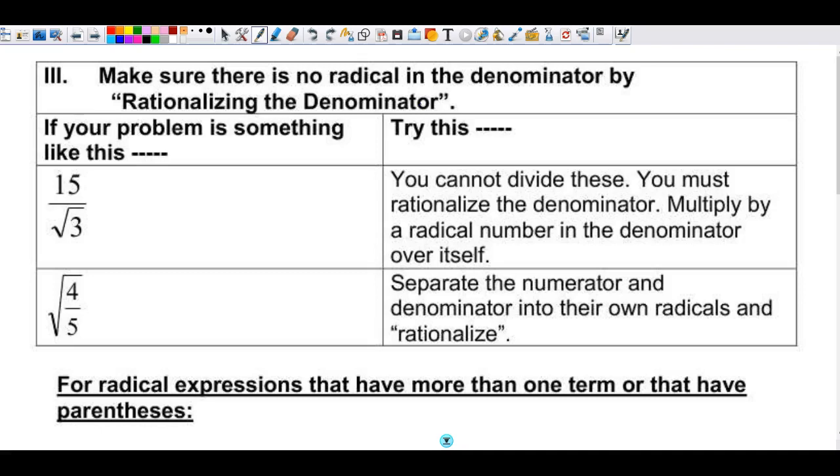So when I have this right here, on the one before that, we had fractions and we could just reduce and divide. But this 15 is not under the square root, and the 3 is. So I cannot divide those. They live in two different worlds. That does not become 5 of any sort anywhere. Not at this point. So you cannot divide these, you must rationalize the denominator. So you multiply a radical number in the denominator over itself.